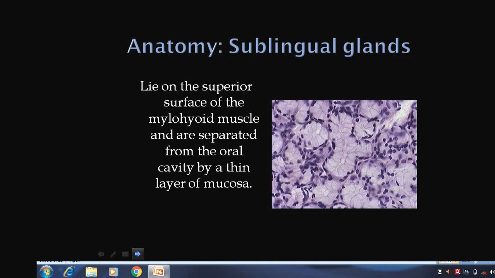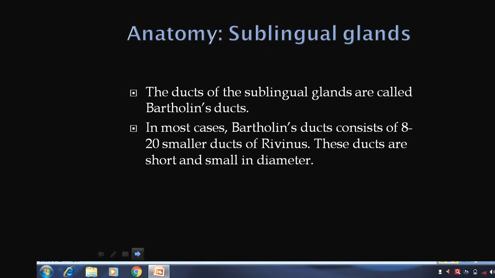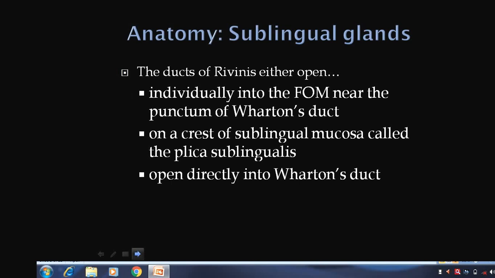The sublingual glands lie on the superior surface of the mylohyoid muscle and are separated from the oral cavity by a thin layer of mucosa. The ducts of the sublingual glands are called Bartholin's duct. In most cases, Bartholin's ducts consist of 8 to 20 smaller ducts of Rivinus. These ducts are short and small in diameter. The ducts of Rivinus either open individually into the floor of the mouth near the punctum of Wharton's duct on a crest of sublingual mucosa called the plica sublingualis, or open directly into Wharton's duct.